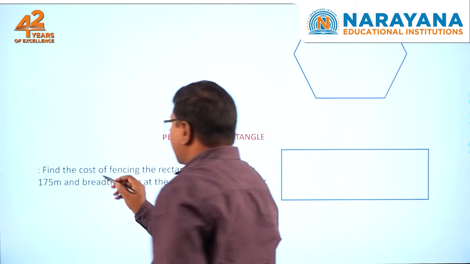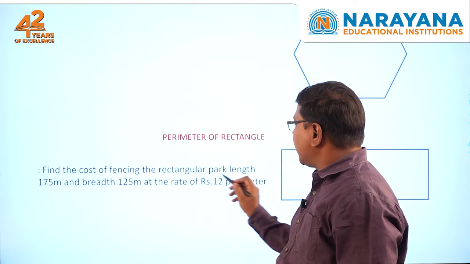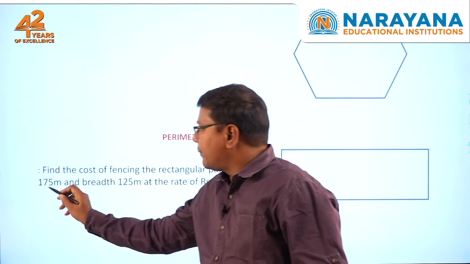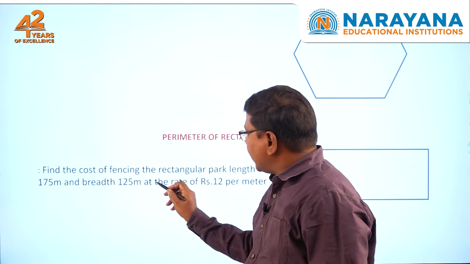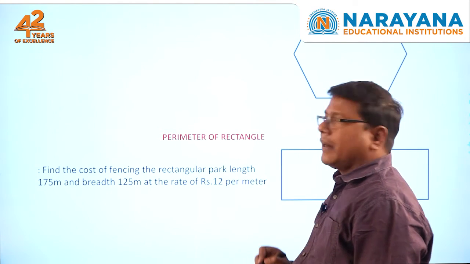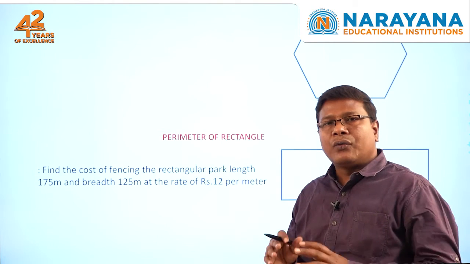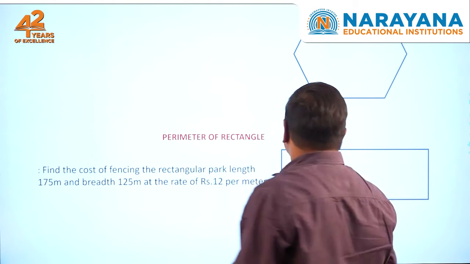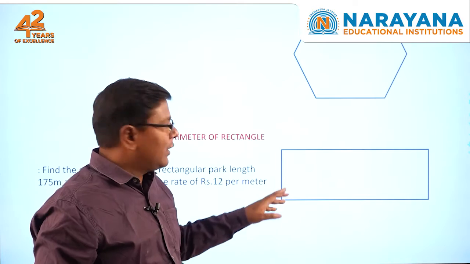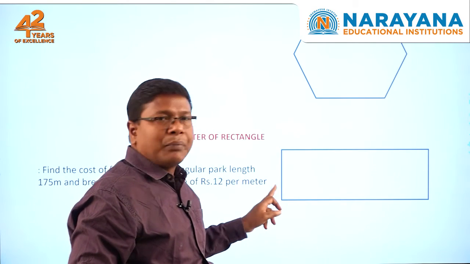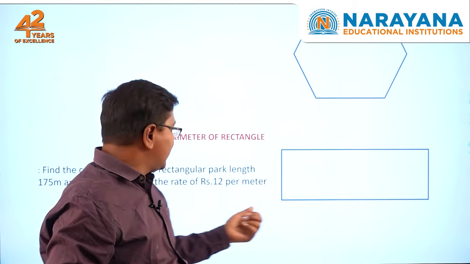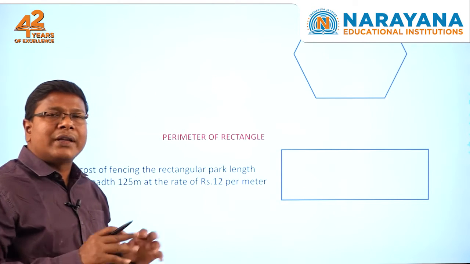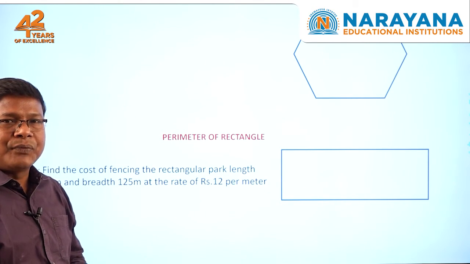Suppose we need to find the cost of fencing a rectangular park of length 175 meters and breadth 125 meters at the rate of 12 rupees per meter. We need to find the cost of this fencing. Fencing means the boundary total around this place. To fence each meter, they are collecting 12 rupees, so what is the total cost required?